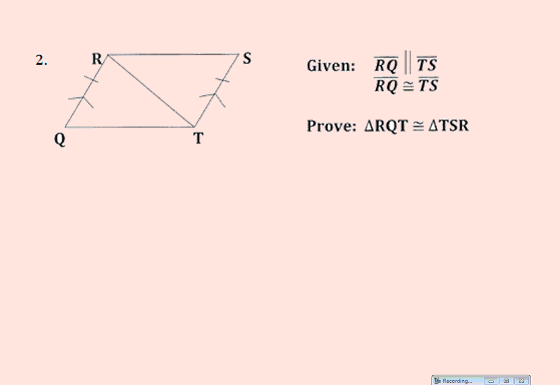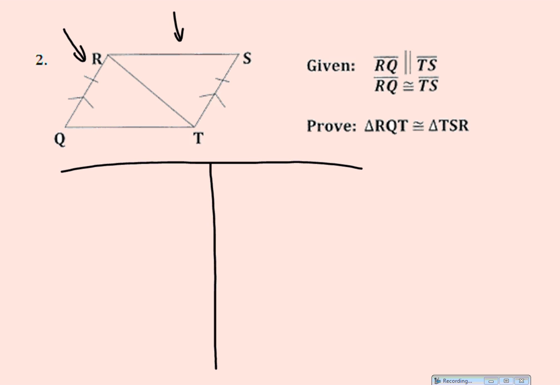Okay, so let's take a look at this one. All right, we know some things here. We're given that RQ is parallel to TS. We're given that RQ is congruent to TS. And we've got to show that RQT is congruent to TSR. So we're trying to show that this triangle is congruent to this triangle. It's just flipped over. So start with your given statements.